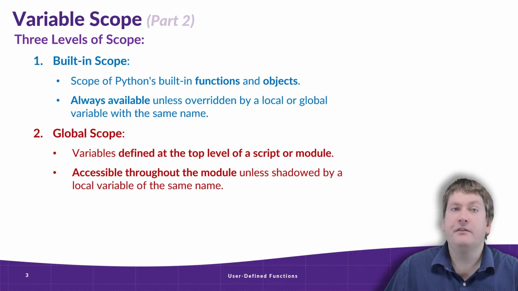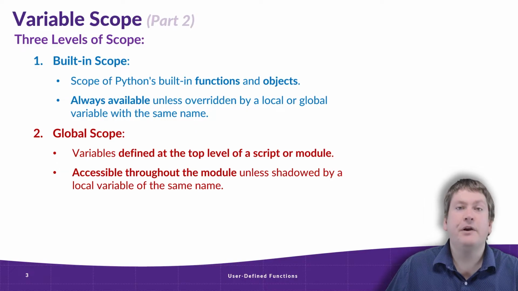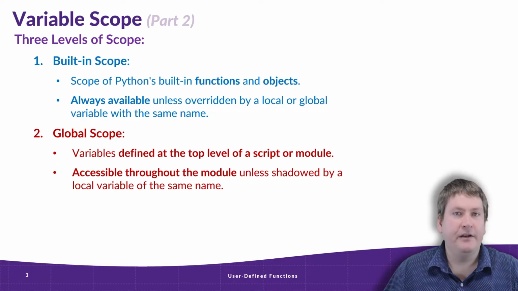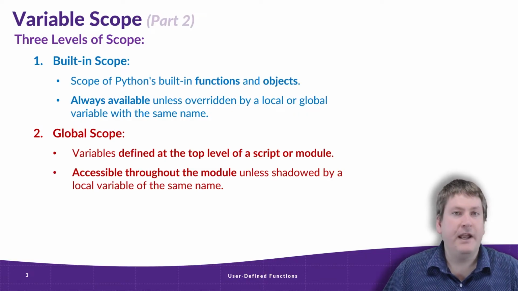The next level is global scope, and this is for any variables that are defined at the top level of a script or module. It also refers to functions defined in a module. And it means that these functions and variables are accessible anywhere in this module after they've been defined. The only exception would be if they're shadowed or overwritten by a local variable of the same name. And we'll see examples of that later in the video.